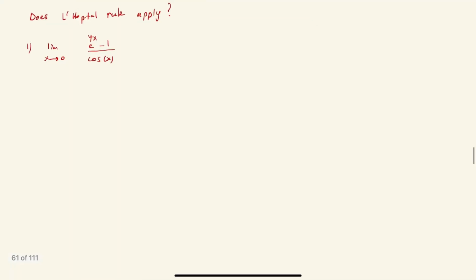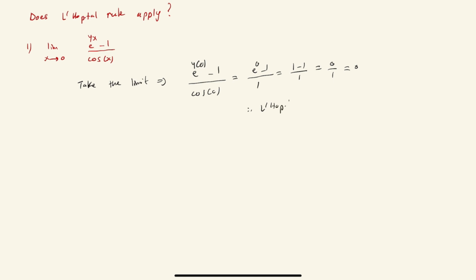Does the L'Hopital rule apply? We are given the limit as x goes to 0 of (e to the 4x minus 1) over cosine of x. First step, we take the limit, so here I'm going to substitute x equal to 0. It's going to be e to the 0 minus 1 over cosine of 0, which is just 1, so 1 minus 1 over 1, that's 0 over 1, so that results in 0. Therefore, we didn't have to use the L'Hopital rule in here. Therefore, it does not apply.